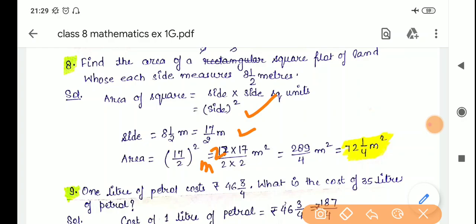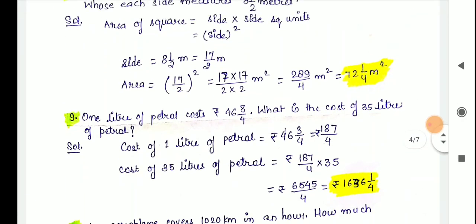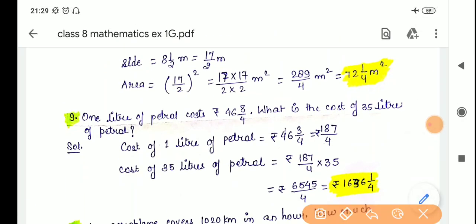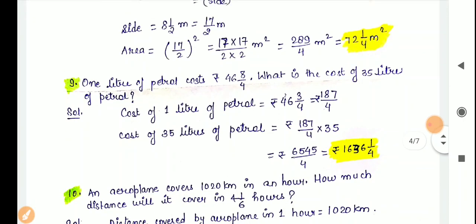Then 17 multiply by 17 divided by 2 multiply by 2 meter square. What is the square of 17? 289 by 4 meter square. When we change it into a mixed fraction, it will be 72 complete 1 by 4 meter square. Clear? Now our next question, that is question number 9.